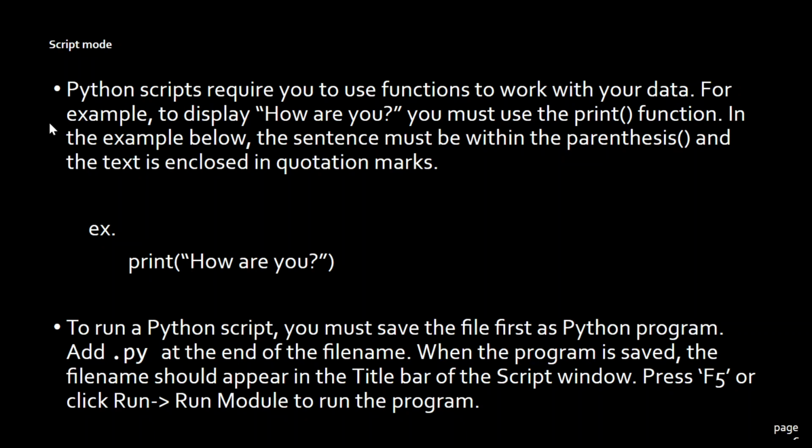So you must go to the File menu and then find a suitable directory. As much as possible, try to make a folder for your Python files on your computer. Then type the file name and add .py at the end of it. Then when it is already saved, the file name should appear in the title bar of the script window. Then press F5 or click Run Module to run the program.